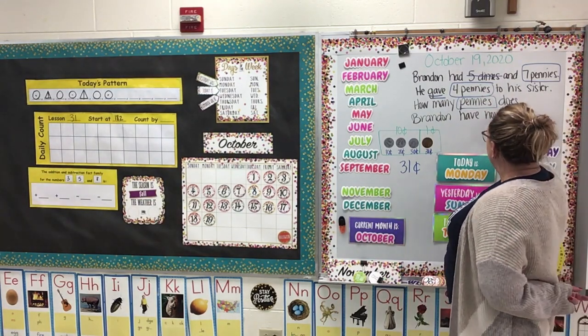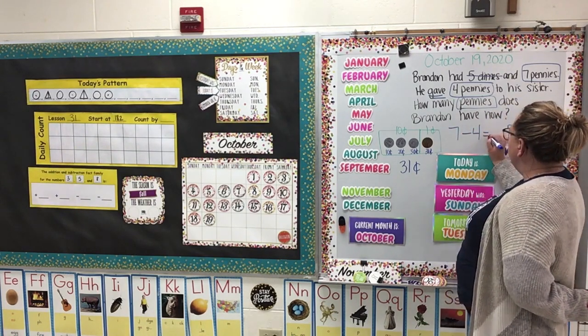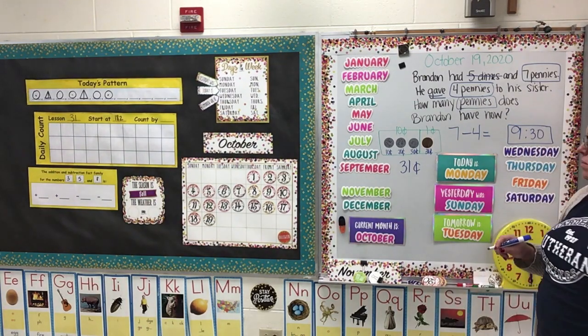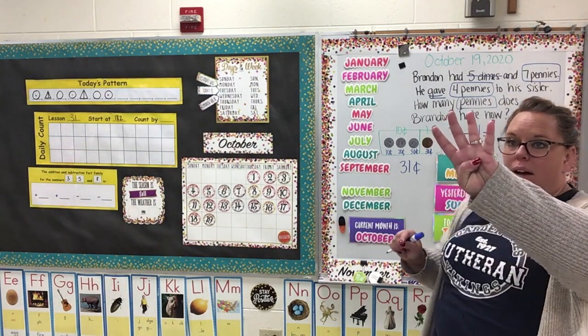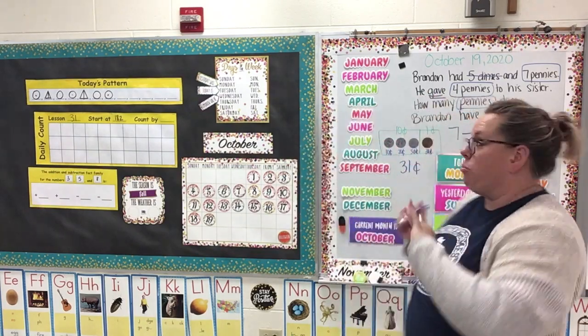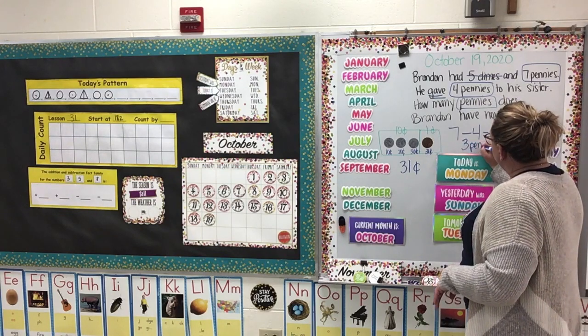Well, he started with 7. He got rid of 4. How many are left? 7 minus 4. Start at 7 and count back 4. 6, 5, 4, 3. So he has 3 pennies left.